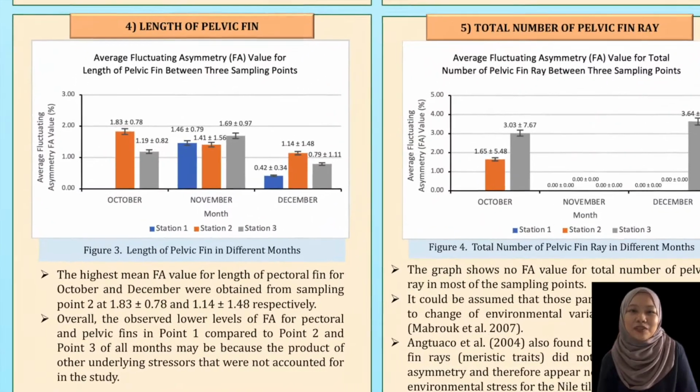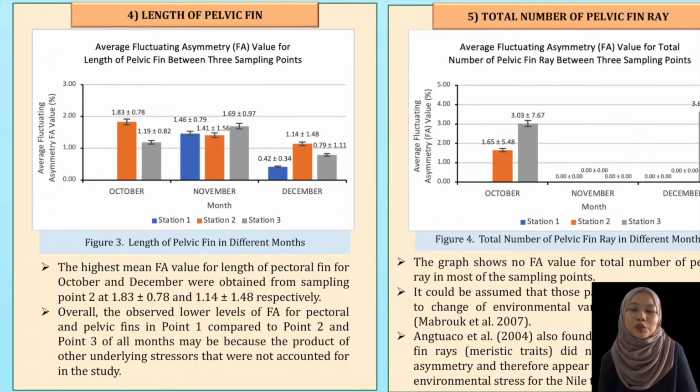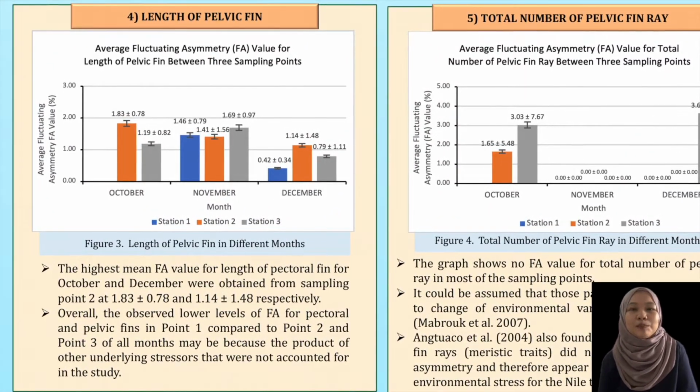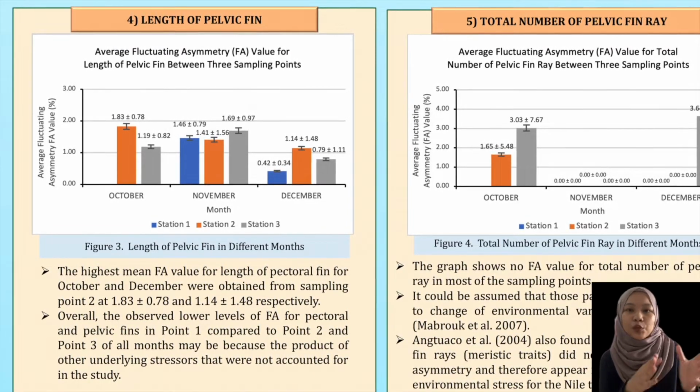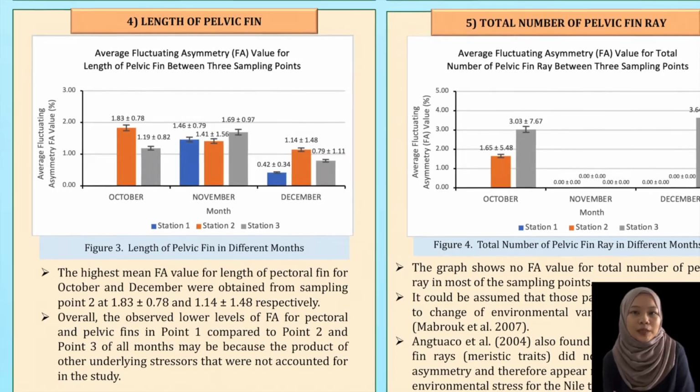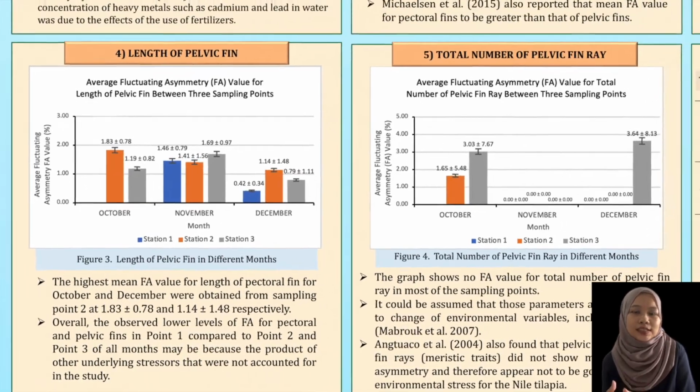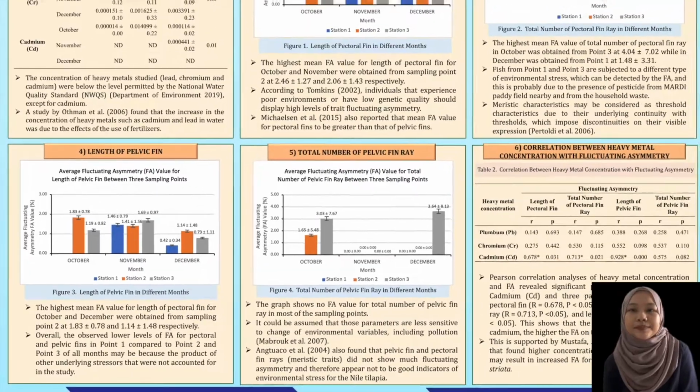Third, length of pelvic fin. The highest mean FA value for October and December were obtained from sampling point 2. Overall, lower FA levels for pectoral and pelvic fins in point 1 compared to point 2 and 3 of all months could be due to underlying stresses not accounted for in the study.